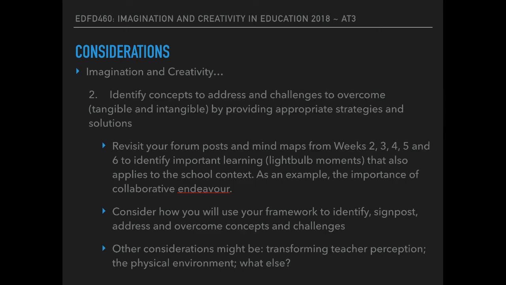The second aspect to be dealing with in criteria 2 and 3 is to identify concepts to address and challenges to overcome, both tangible and intangible, by providing appropriate strategies and solutions. And this means, what are some of the key points of discussion that have come up over the course of the semester in terms of imagination and creativity that need to be identified, addressed and acknowledged in a framework? Remembering that you've only got 1,600 words, so you don't need to list every single one. You might just want to deal with a couple of the pertinent ones.